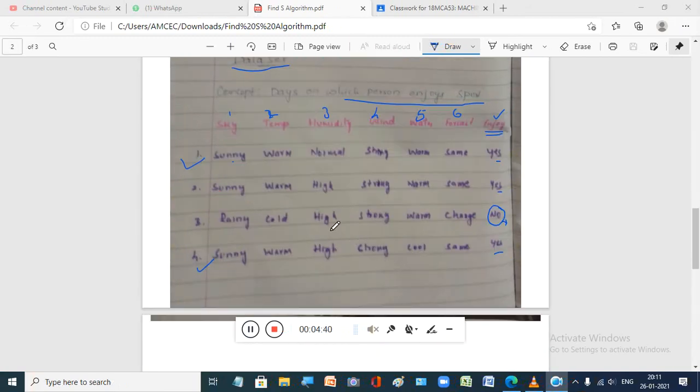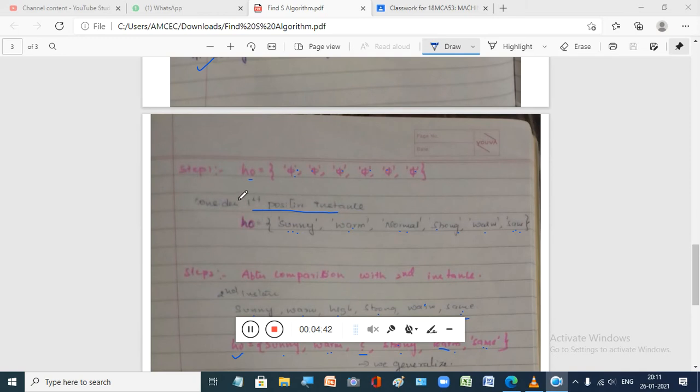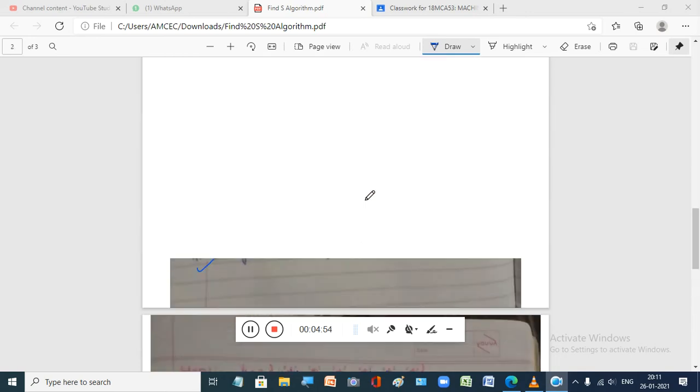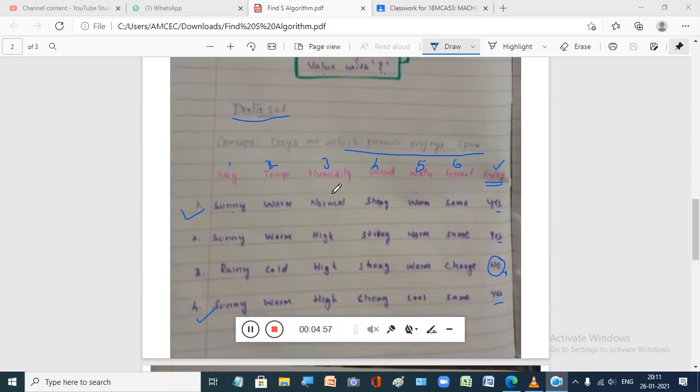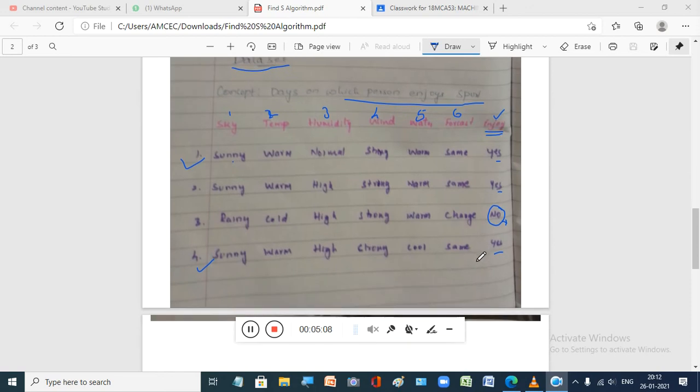So now we start with our algorithm. What is the first step? First, we initialize with the most specific hypothesis. So H naught will be initialized with 5... how many are we using? 1, 2, 3, 4, 5 and 6 — because there are 6 attributes in our example: sky, temperature, humidity, wind, water, forecast. This last one is not an attribute; it is the target function, which determines whether it is a positive or a negative example.